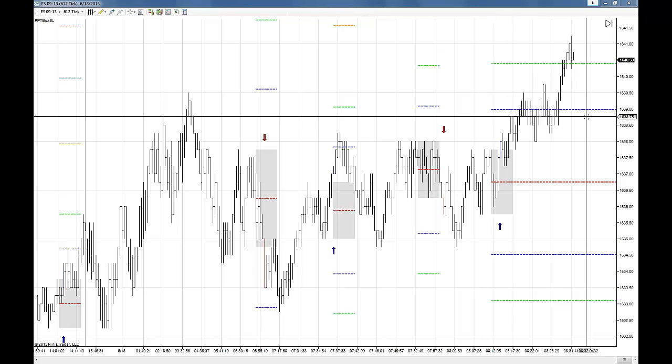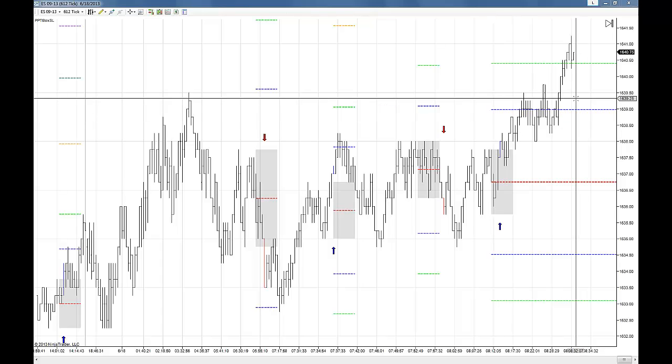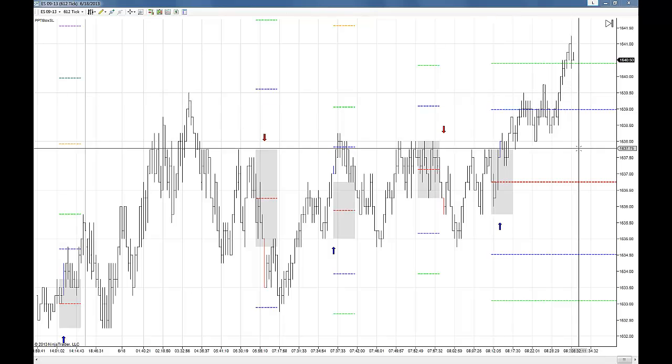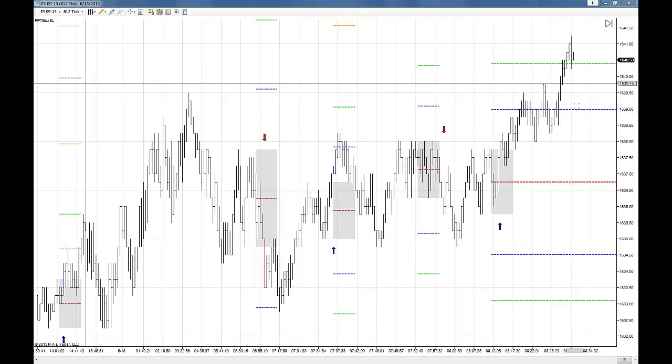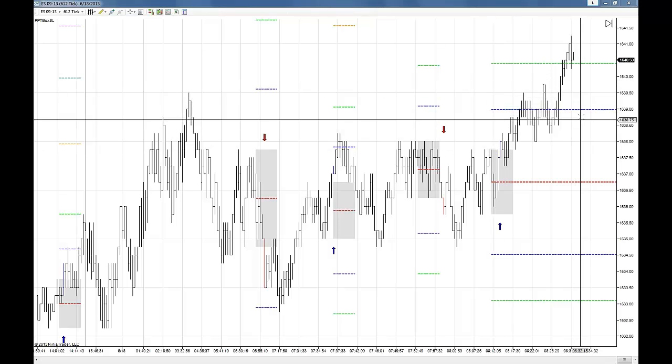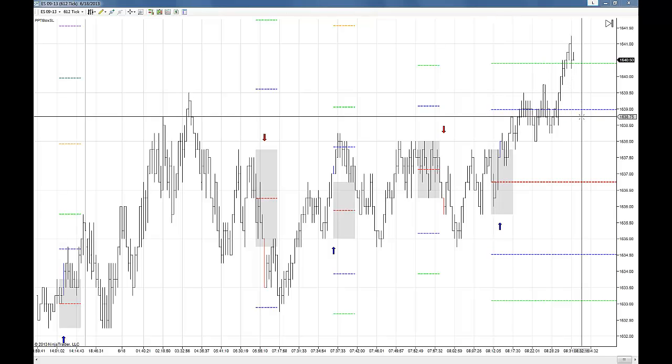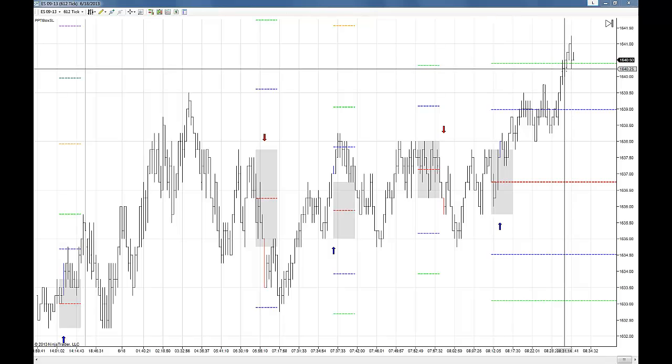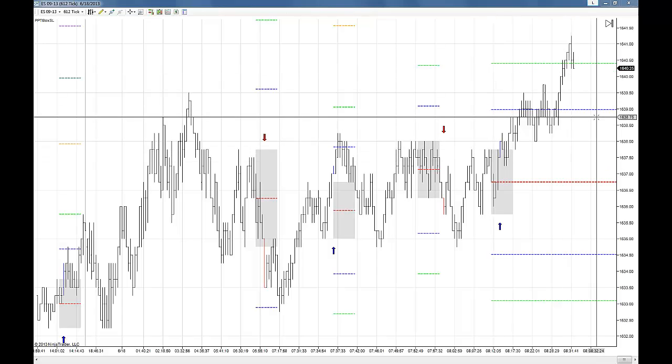Oh, are they live? Geez, it's about time my software caught up. Okay, so this is live. So if I'm in this, I would have been filled here, one tick under the green line, and now my stop loss, I've got one tick under the blue line. It's obviously profit now, so I'll let this thing ride.